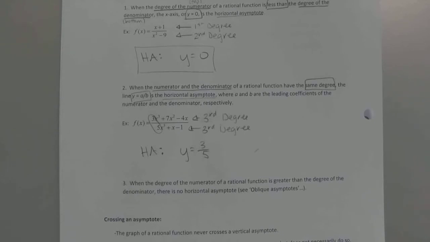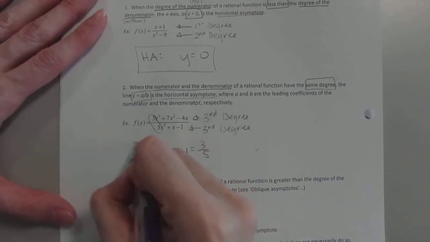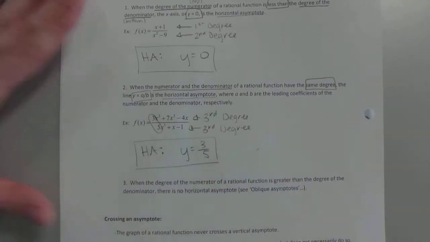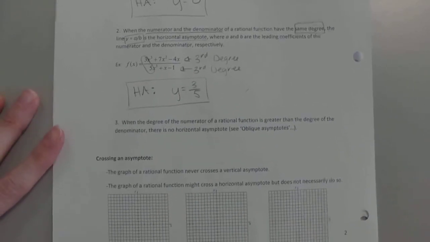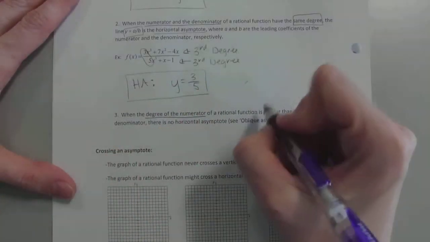So if the bottom's growing quicker, we're going to approach 0. If the top and bottom are kind of growing at the same rate, we're just going to look at the leading coefficients, 3/5. All right, so then the one thing we haven't done is if the top is bigger than the bottom, that's where it gets a little tricky.